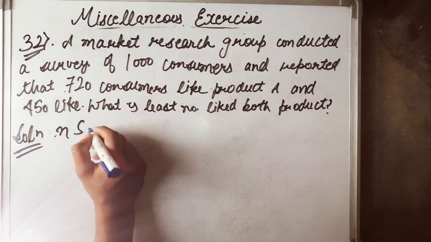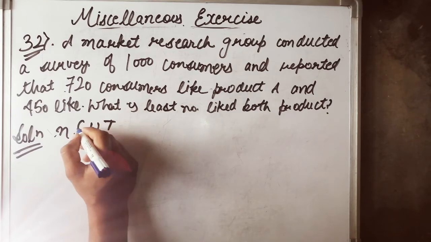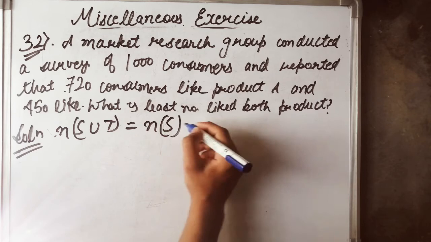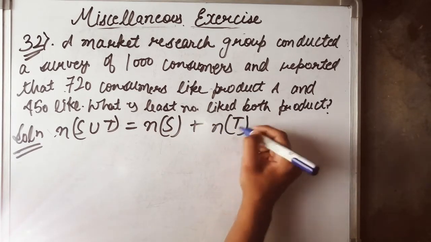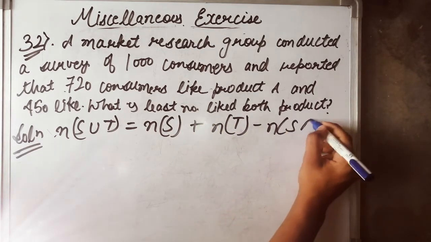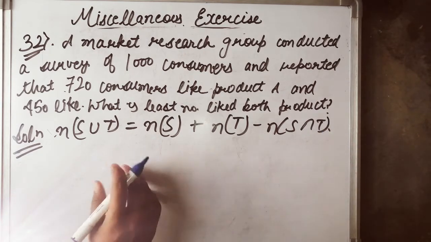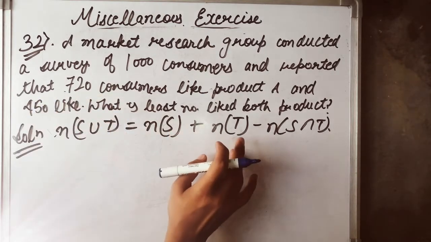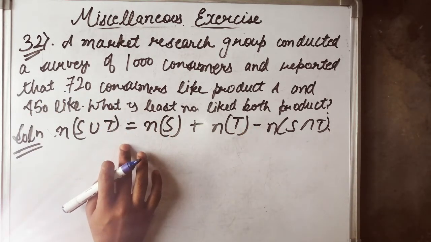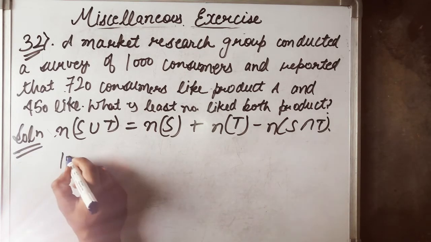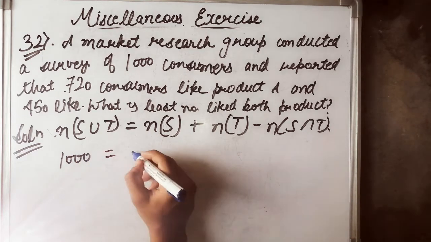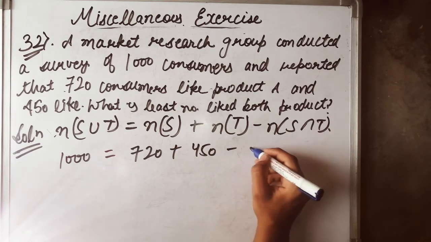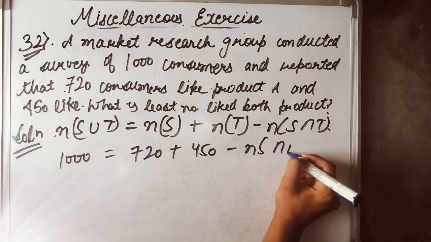We have the formula: N of S union T equals N of S plus N of T minus N of S intersection T. Now let's assume S for product A and T for product B. S union T is the collection of people. So S union T is 1000, equals S for 720 and T for 450, and we have to find out N of S intersection T.